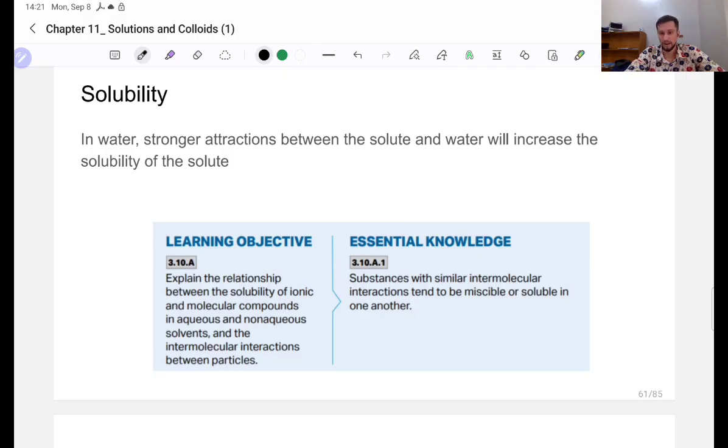water or are ionic. So salts dissolve well in water because of the cations and anions that have charges that can interact with the partial charges of water.